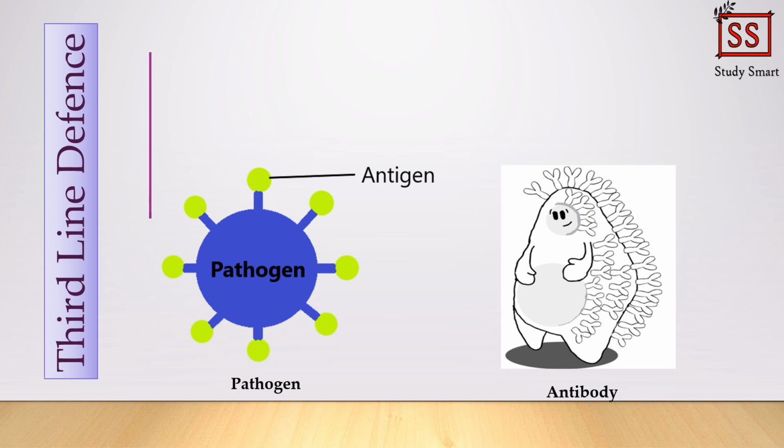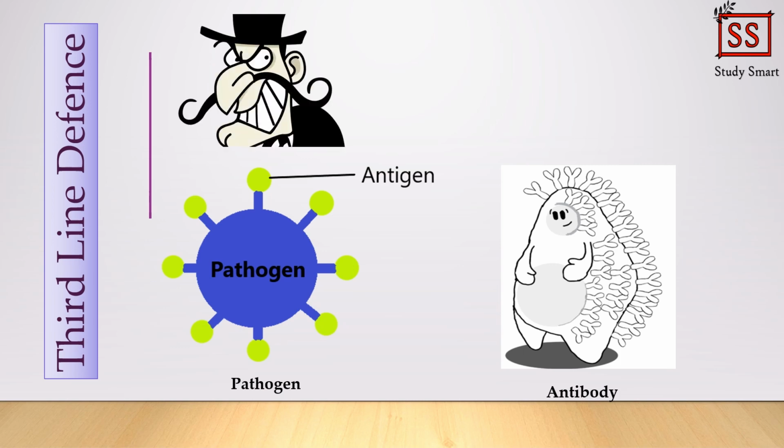The third line of defense refers to the immune system of the body. This line of defense kicks in when the pathogens manage to pass through the first two defense mechanisms. Before that, you need to understand the villain and the hero of our body. The villain or the bad guy is the pathogen, while the hero is the antibody. So, if the pathogen manages to pass through the first and second line of defense, our body will produce antibodies to fight against the pathogen.